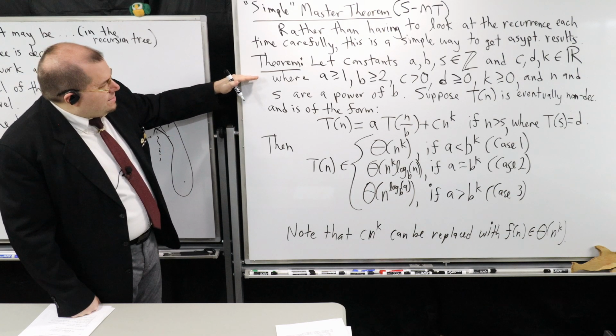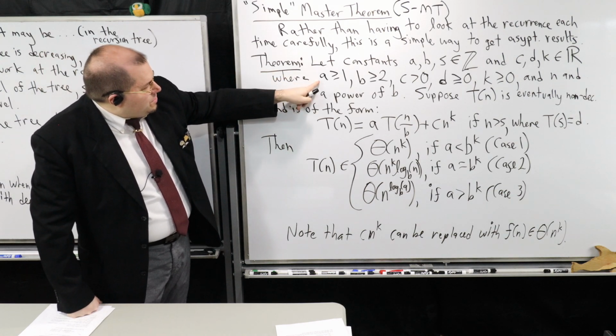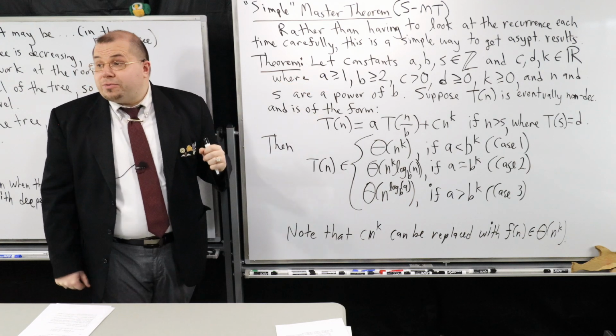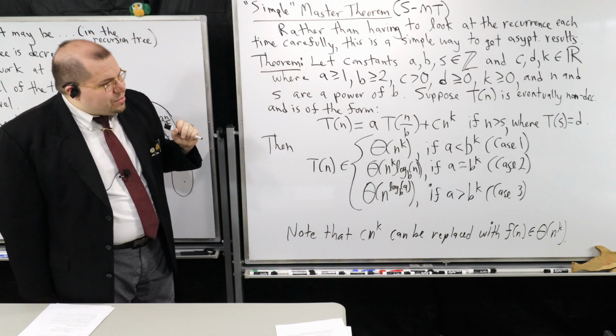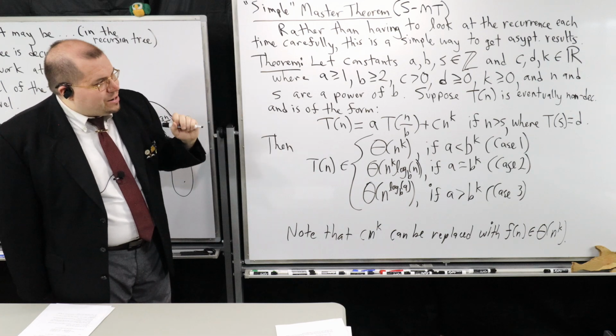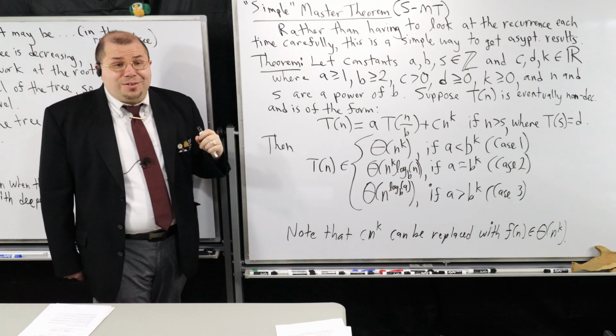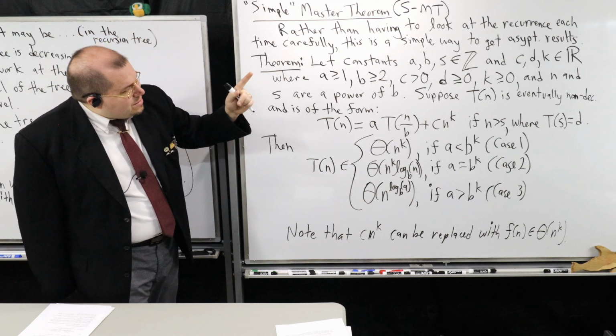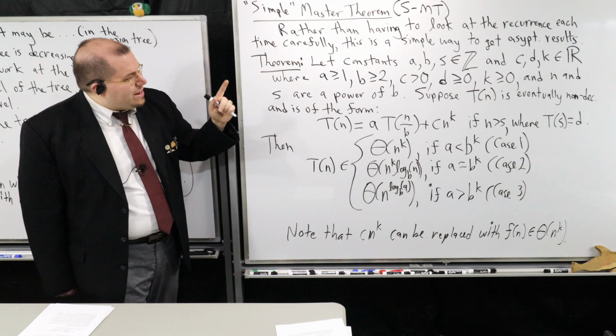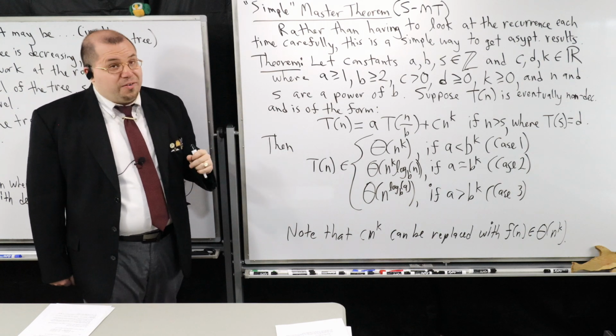So we have these constants: a is greater or equal to 1, b is greater or equal to 2, c is greater than 0, d is greater or equal to 0, k is greater or equal to 0, and in this specific theorem, n and s have to be a power of b.